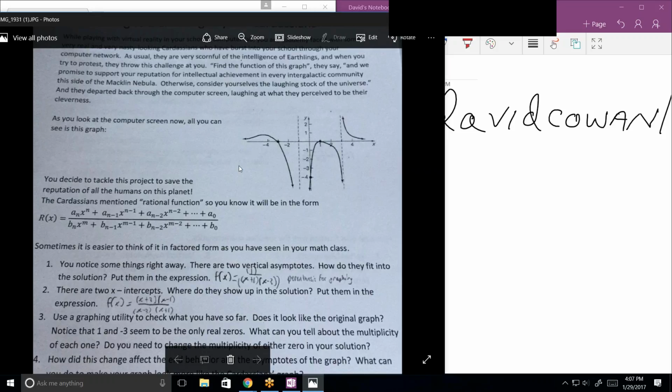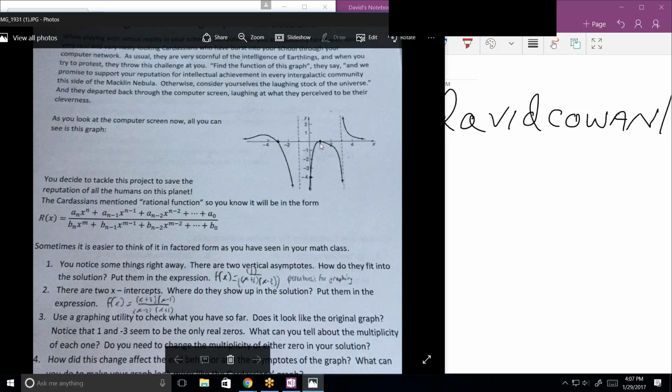Now, there is one thing worth mentioning about horizontal and vertical asymptotes. Vertical asymptotes can never be crossed by the function. Horizontal ones can be, and also oblique ones. Have you studied slant asymptotes? Yeah, we did. That was last unit. Okay. And those can be crossed also. So it looks like we're looking at a horizontal asymptote of y equals 0 that does get crossed.